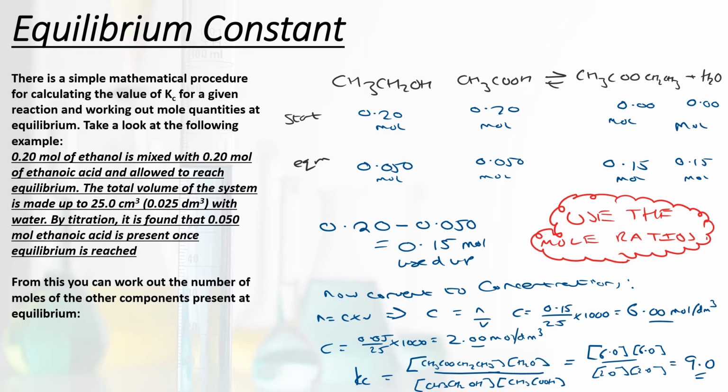So now we have our concentrations. We simply put these concentrations into our Kc expression, and when we do that calculation, we find that our Kc value comes out to be 9.